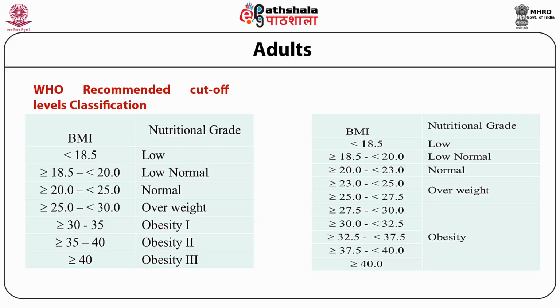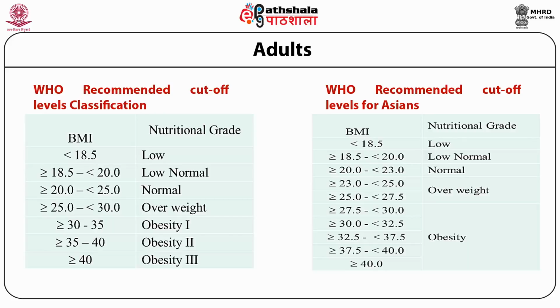If the BMI is greater than or equal to 18.5 to less than 20, it is low normal. If the BMI is greater than or equal to 30 to 35 kg per meter square, then you are classified in the category of obesity grade 1. Now WHO also recommended the classification for the Asians. They had different cutoff levels for the Asians, which they gave in the year 2004.